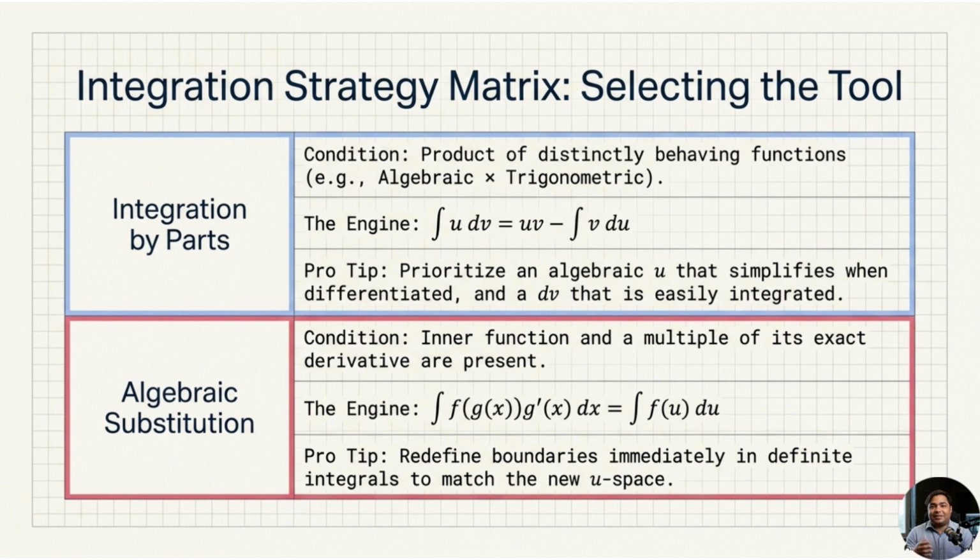The second strategy is algebraic substitution, also called u substitution. This is useful when we see an inner function and also see a multiple of its derivative in the integrand. The verbal formula is the integral of f of g of x times g prime of x dx becomes the integral of f of u du. This means that we replace the complicated inner expression with u, then its derivative becomes du. This transforms the integral into a simpler form.